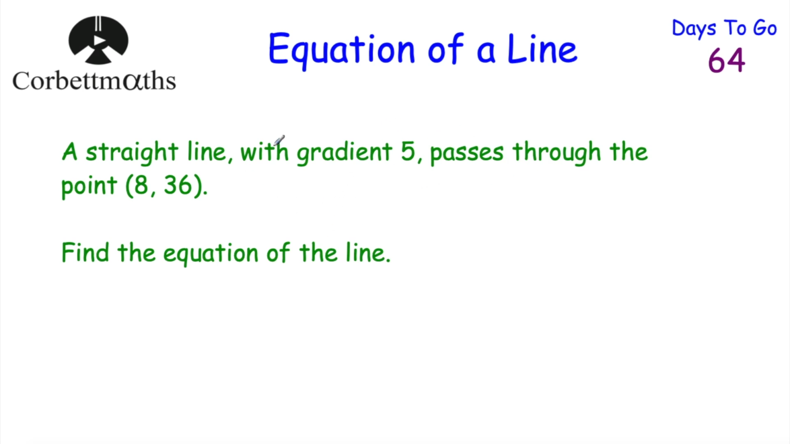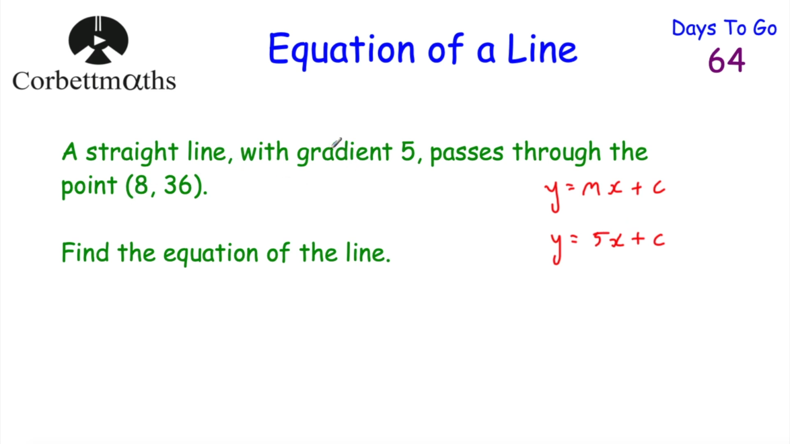Okay, so if we wanted to find the equation of this line, we're going to write down y equals mx plus c, because that's the equation of a line. And we know the gradient of the line's 5, so we can replace the m with 5, so y equals 5x plus c. Now, to find its equation, we're going to have to find the c, where it crosses the y-axis. There's a few different ways we could do this.